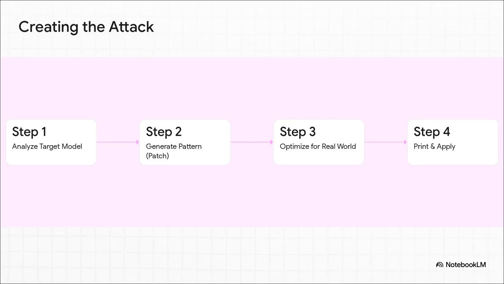And pulling off one of these attacks, it's a pretty slick process. First, the attackers have to be like detectives. They study the AI model, figuring out its weak spots, its visual blind spots. Then, they use these powerful algorithms to create the perfect little pattern, they call it a patch, that's designed to disrupt everything. But they're not done. They have to fine-tune that patch so it works in the real world, from all angles. And then, finally, they just print it out, stick it on the object, and wait.